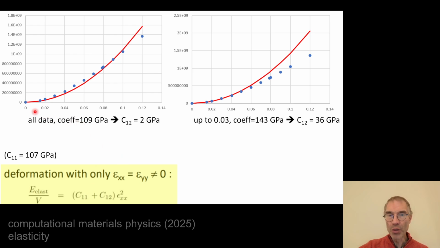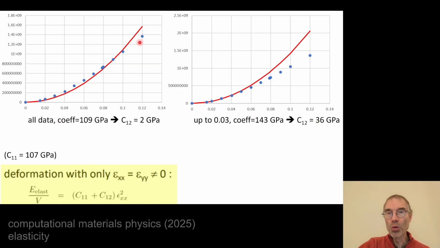And if we do the fit here, let's immediately look at the one up to 0.03, which is the most reliable one. Then the coefficient of the parabola is 143, and we had already, how much was it, 107 GPa for the C11. So if C11, which is 107, plus C12, which we search, is together 143, then the C12 should be 36 gigapascal.